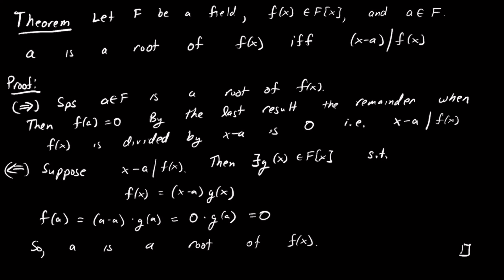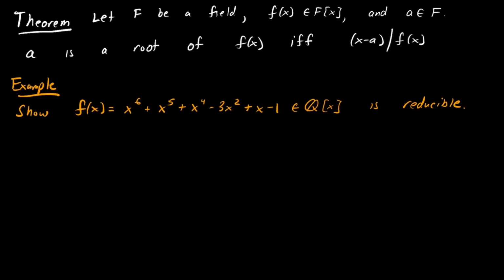So now we're ready for some examples. So we'll use our theorem now to do the following example. We'll take this polynomial f of x to be x to the 6th plus x to the 5th plus x to the 4th minus 3x squared plus x minus 1 in Q bracket x, and I want to show that this polynomial is reducible. So one way to show that the polynomial is reducible is to use the theorem above and to try to find a root of the polynomial. Because if I can find a root of the polynomial, then I have a linear factor of the polynomial. So I might get lucky and plug some numbers in and realize that, oh, x equal to 1 is a root. So one thing I might notice is if I compute f of 1, this is going to be 1 to the 6th plus 1 to the 5th plus 1 to the 4th minus 3 times 1 squared plus 1 minus 1.